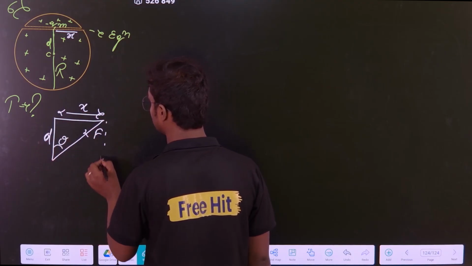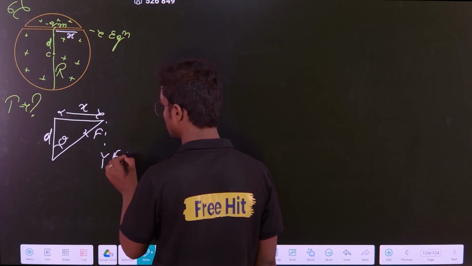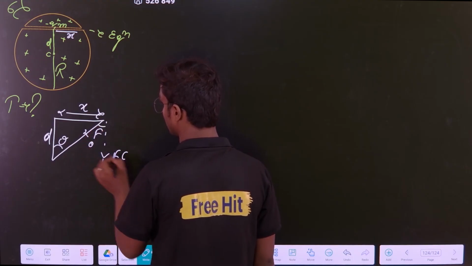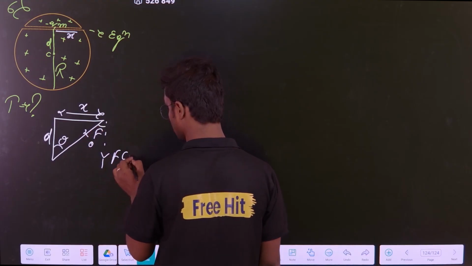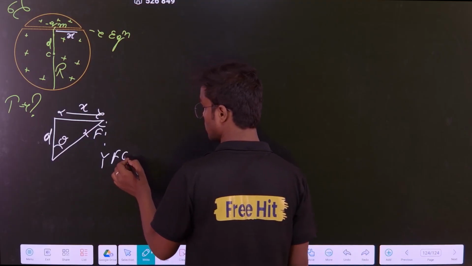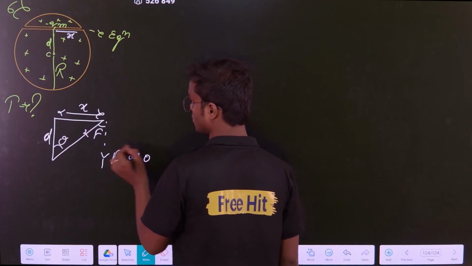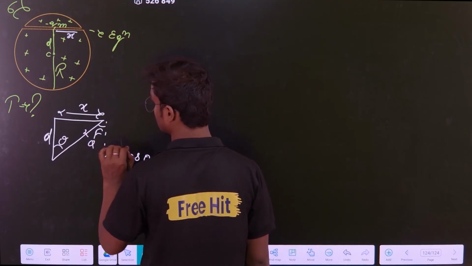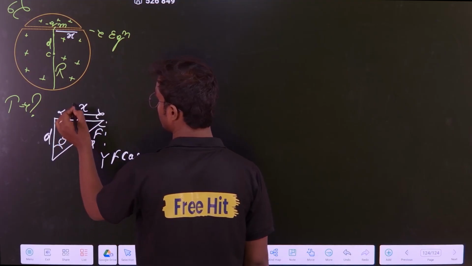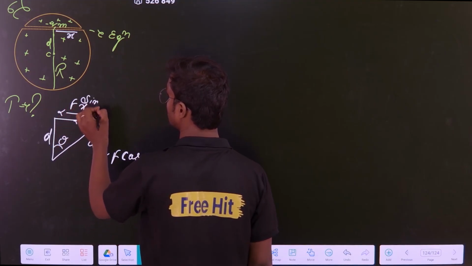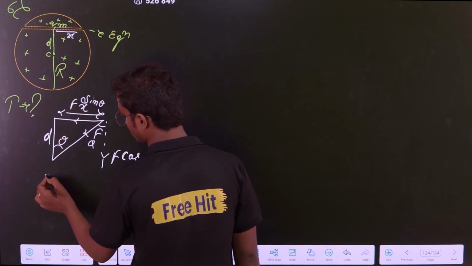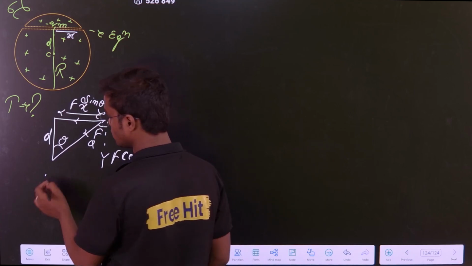There will be two components. This is F, how much? This angle will be again theta, so F cos theta will be there. Correct or not? F cos theta, this angle is theta. Similarly, here we have another component, that is F sin theta. Now you tell me which is the restoring force. Basically which force is the restoring force?